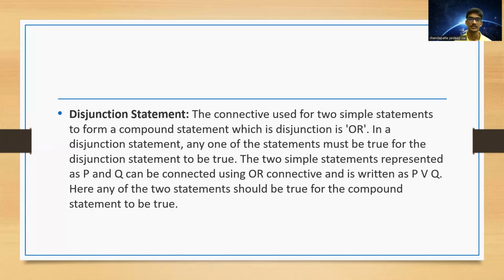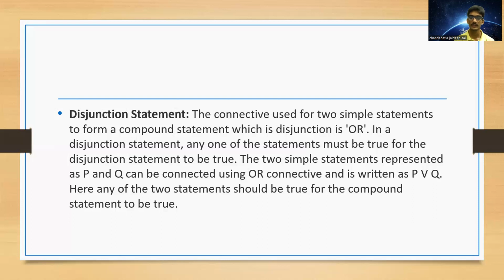So this disjunctive statement, the connective used for two simple statements to form a compound statement which is a disjunction, is or. So this disjunction statement is formed by using two statements which are connected by using the word or. If we are given two statements and we have to make it a disjunctive statement, then we connect them by using the connective or. The two simple statements represented by P and Q can be connected using the OR connective and is written as P or Q, which is a disjunctive statement and it is also a compound statement.